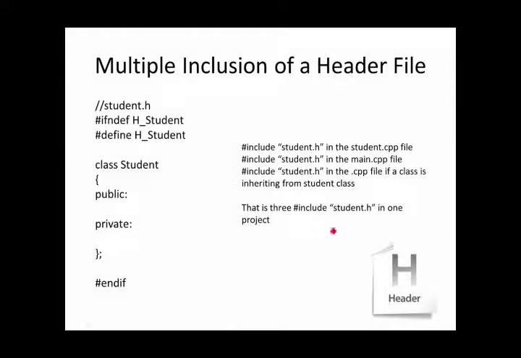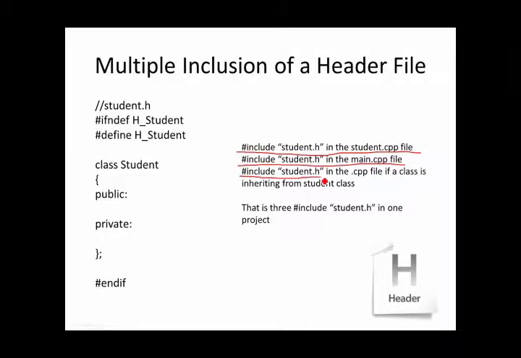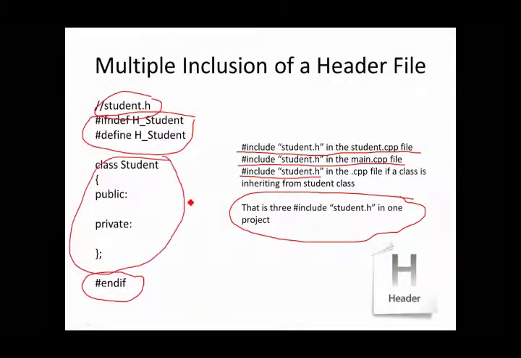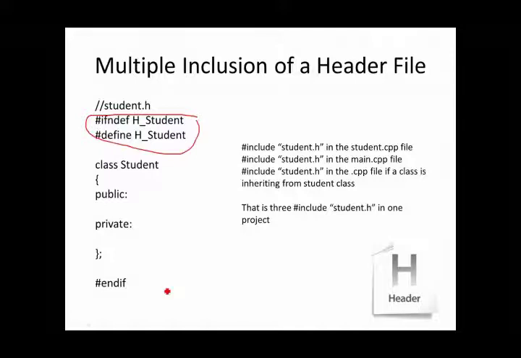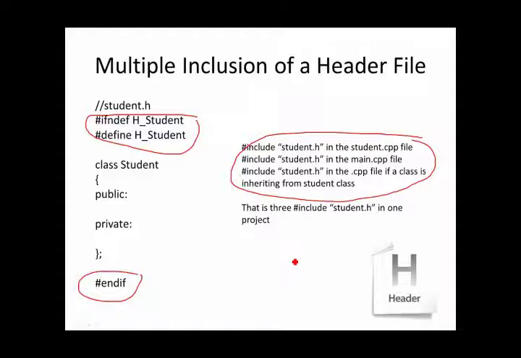So going back to our example, if I have a #include student.h in student.cpp, a #include student.h in main.cpp, and yet another cpp file with #include student.h, so three separate includes of student.h in one project, it will not be a problem because I added this if above and this endif below my student.h file when I was creating my class Student. Okay, so all you need is this and this. Make sure to include that in your header files from now on in your projects so that you will not have any linker errors.